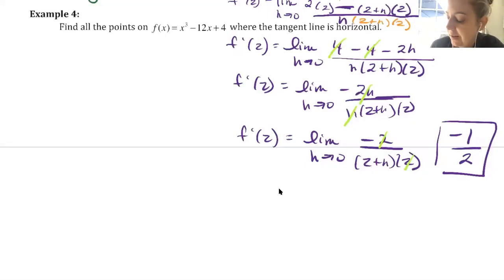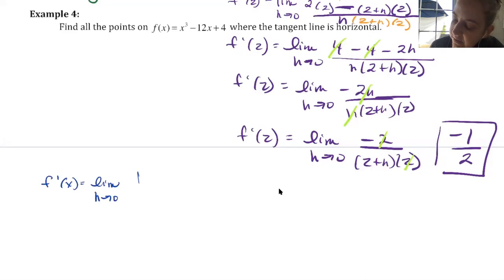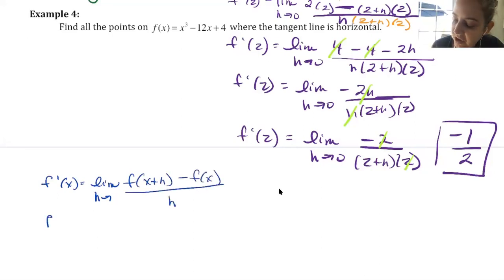All right, we're back. So instead of using a specific point, we're going to use the variable x. So f prime of x is equal to the limit as h approaches 0 of f of x plus h minus f of x all over h. Now, when I go to substitute this into the function above, it's going to look a little funky.